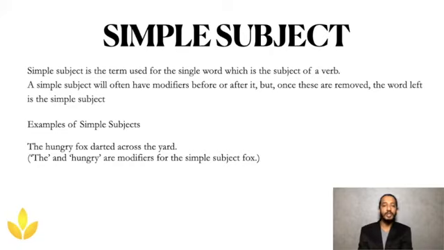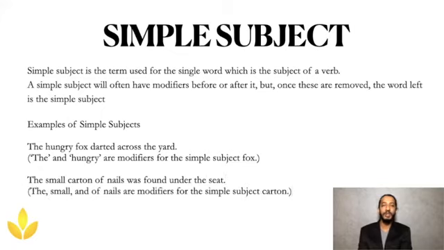The small carton of nails was found under the seat. The small and of nails are modifiers for the simple subject, that's carton. So in the sentence, the small carton of nails was found under the seat, a carton was found under the seat would also make sense, but the small and nails give more detail into what box or what carton it was. So the small carton of nails was found under the seat.